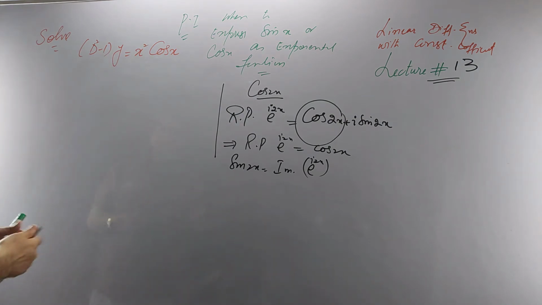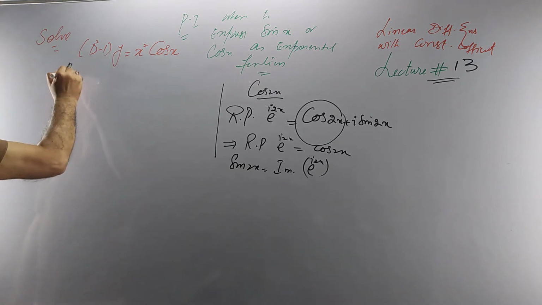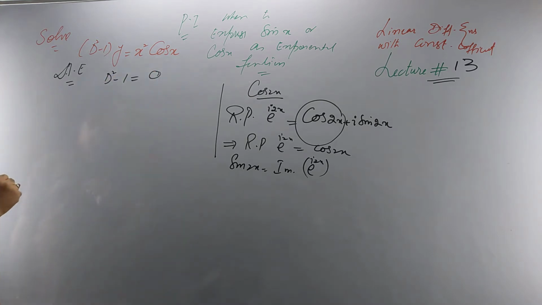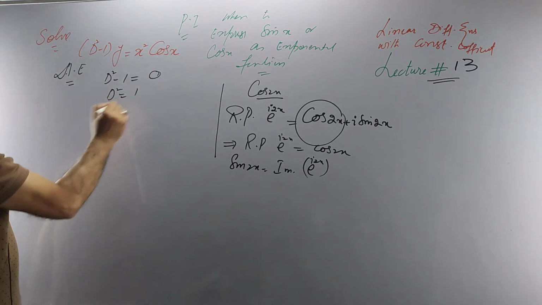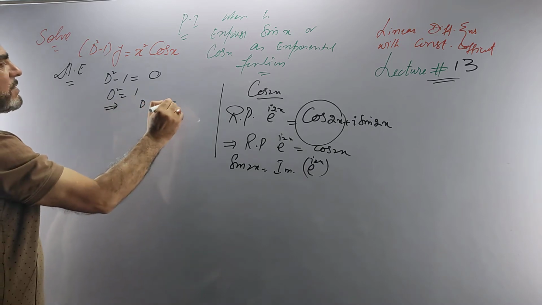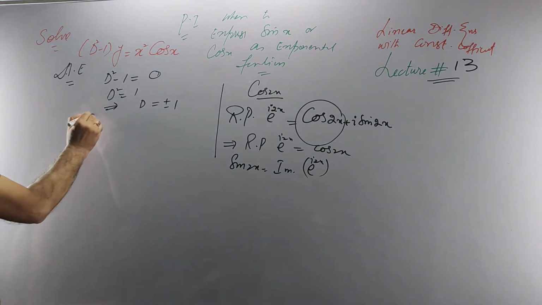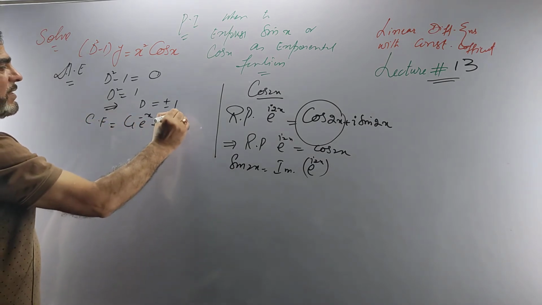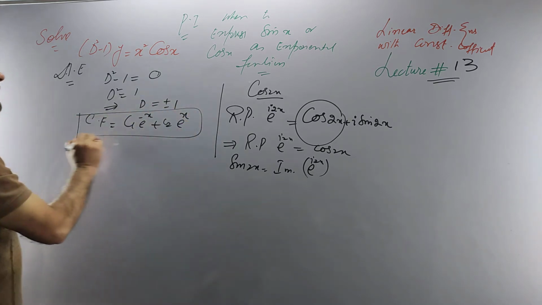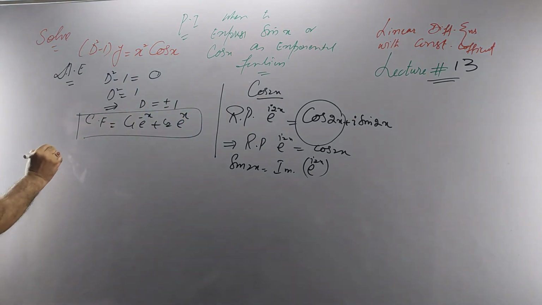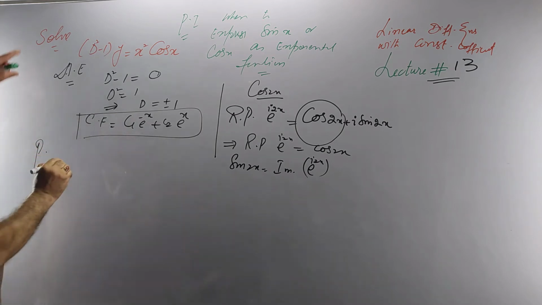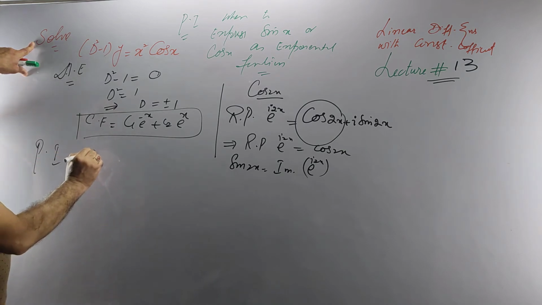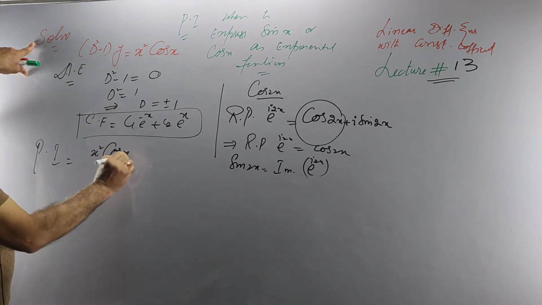First of all, you write the auxiliary equation. As usual, it is D square minus 1 equal to 0. This gives D square is equal to 1, which gives D is equal to plus minus 1. So what is the complementary function in this case? c1 e raised to the power minus x plus c2 e raised to the power x. This is your complementary function.